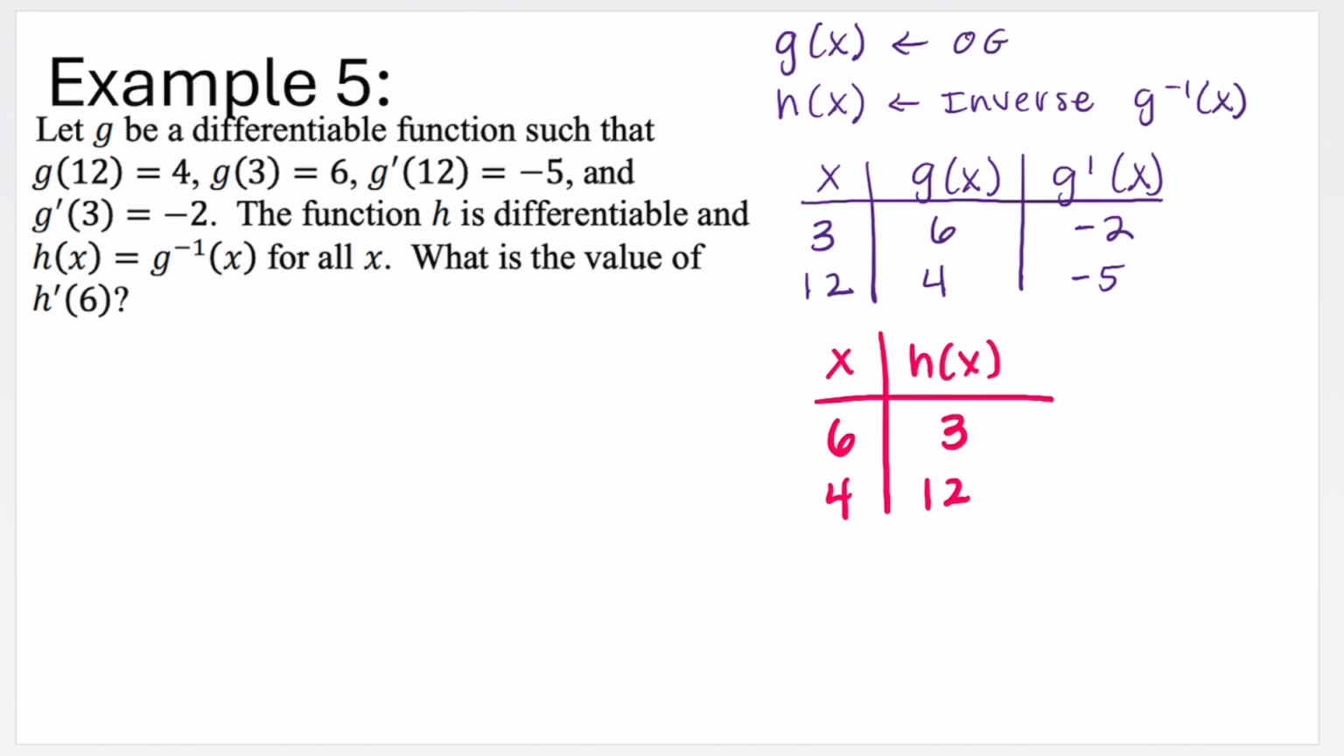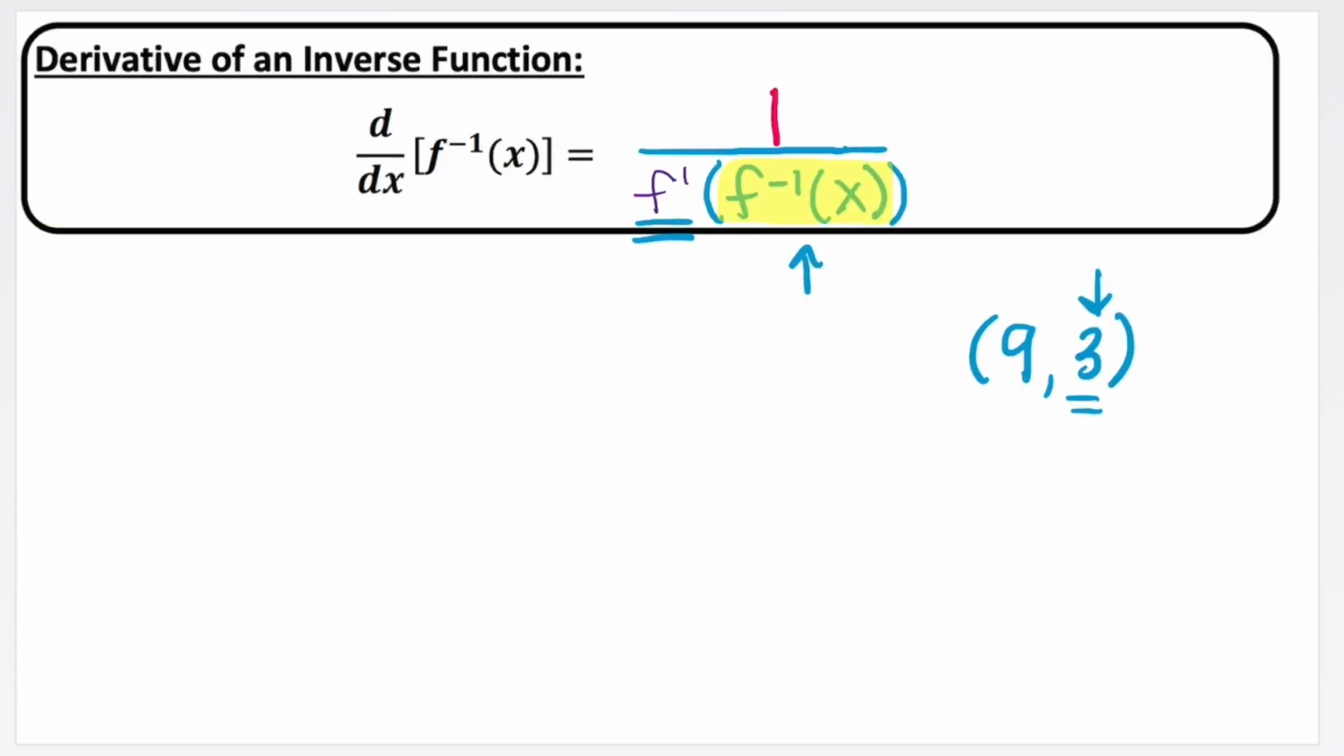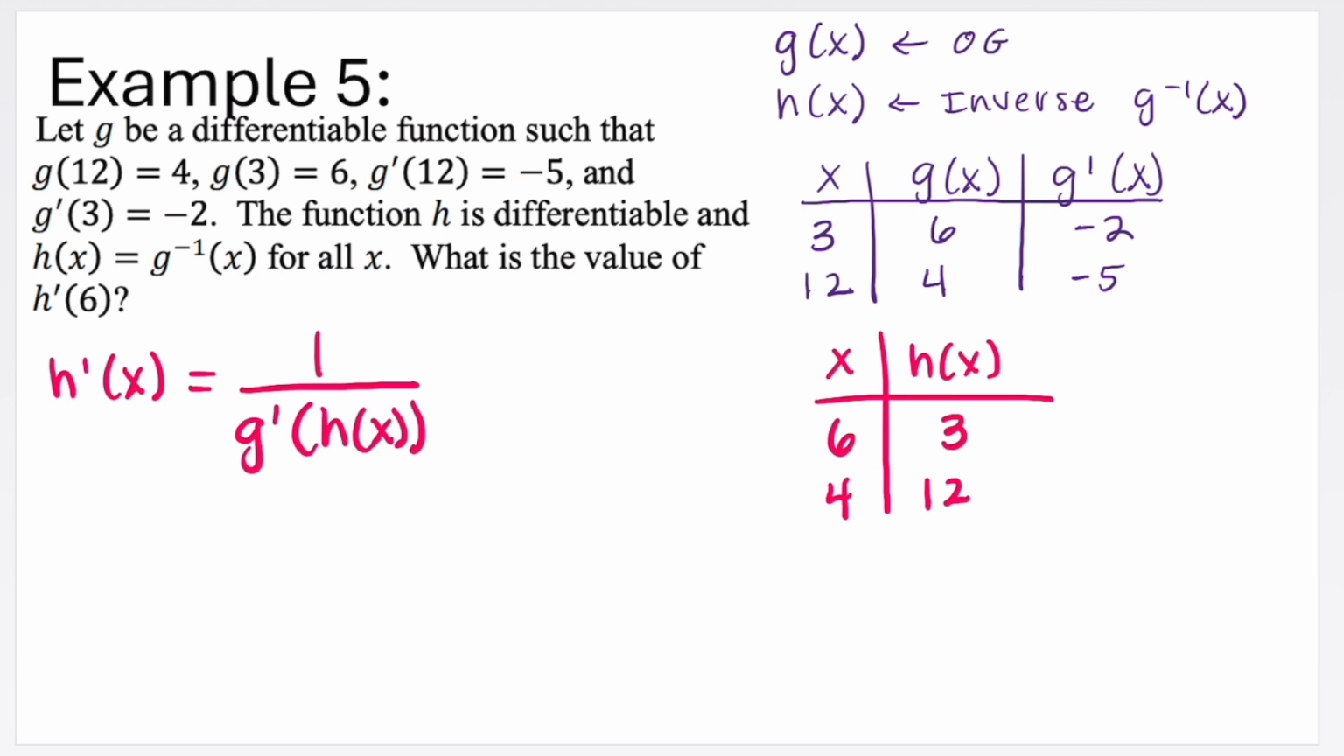Okay, so I organized all the information that it gave me in that table. And then I'm trying to find h prime of 6. Since h is the inverse of g, it's going to fit this formula: 1 over g prime of h of x. That's just a variation of this formula right here. So it's 1 over the derivative of the original function with the inverse inside.